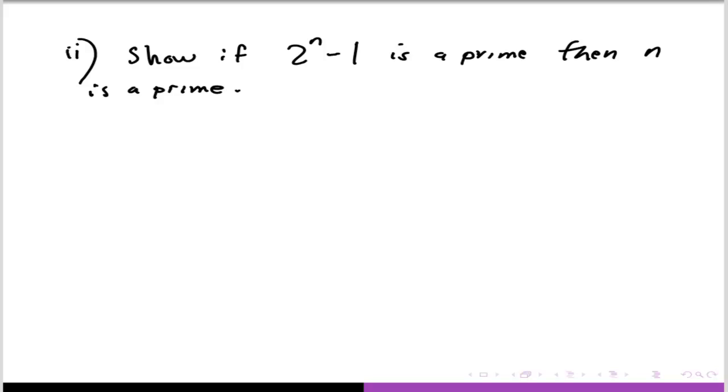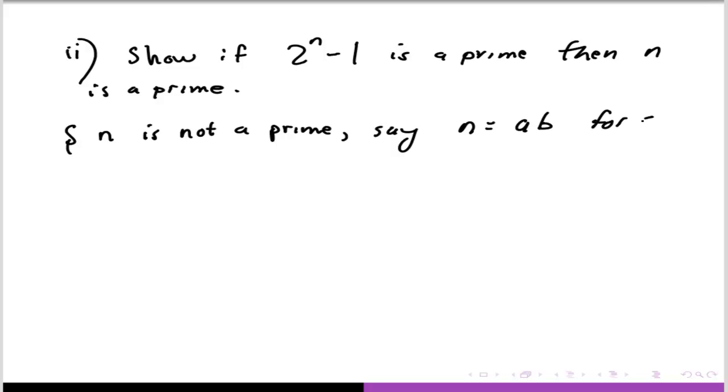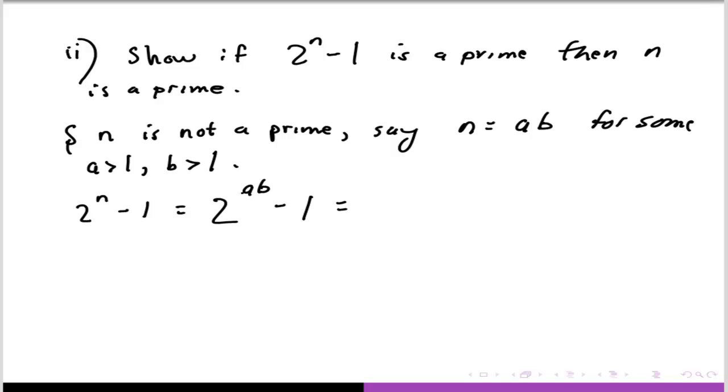Well, let's suppose n is not a prime. Say n equals a times b for some positive integers a and b strictly bigger than 1. So a and b are both bigger than 1. Then when I look at 2 to the n minus 1, that's 2 to the ab minus 1. It doesn't matter, just pick either one of these values. I'll say it's 2 to the a to the b power minus 1.